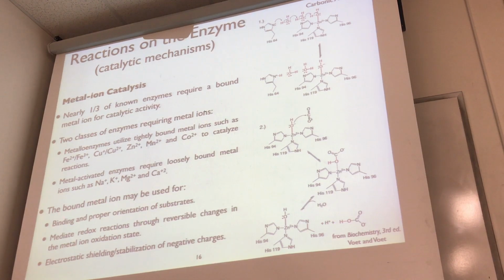The metal ion may be used for anything ranging from binding and proper orientation of substrates, to mediating redox reactions through reversible changes in the metal ion oxidation state, as well as electrostatic shielding and stabilization of negative charges.